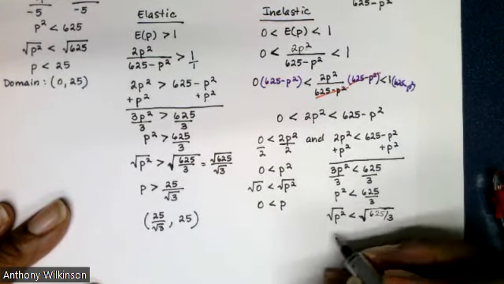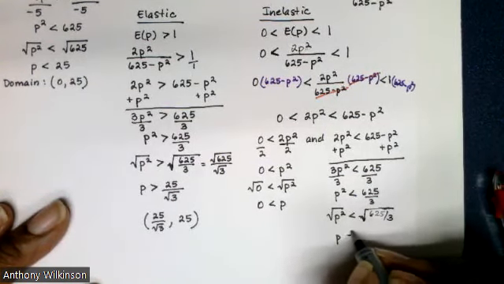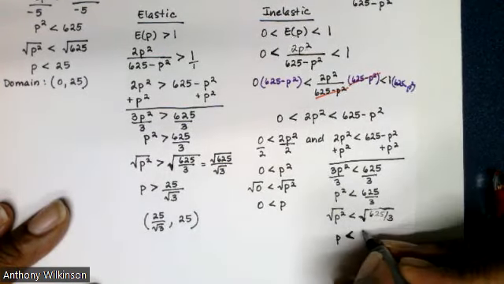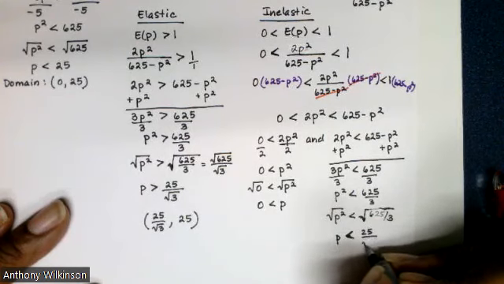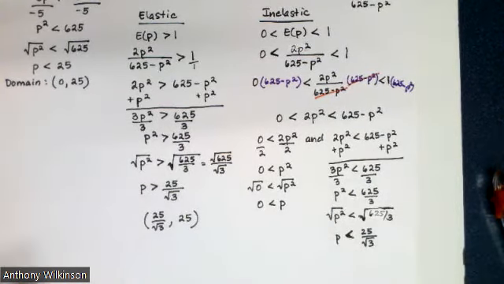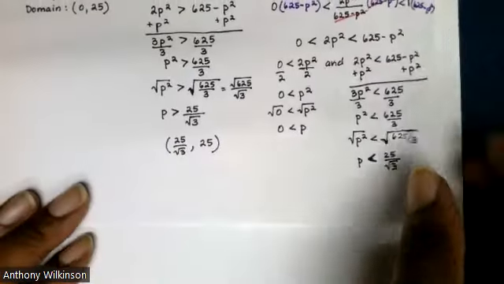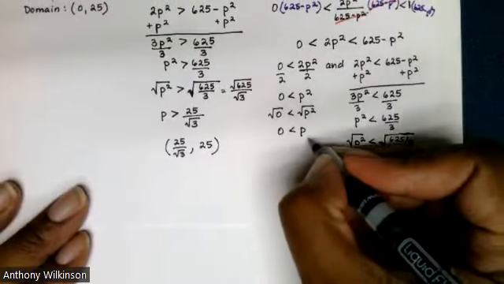And all of this is underneath the radical. That means p is less than the square root of 625, which is 25. The 3 remains underneath the radical since it's not a perfect square. So in other words, what that means here is this.